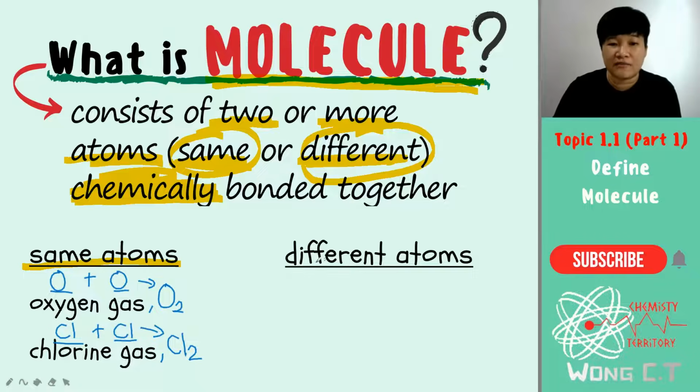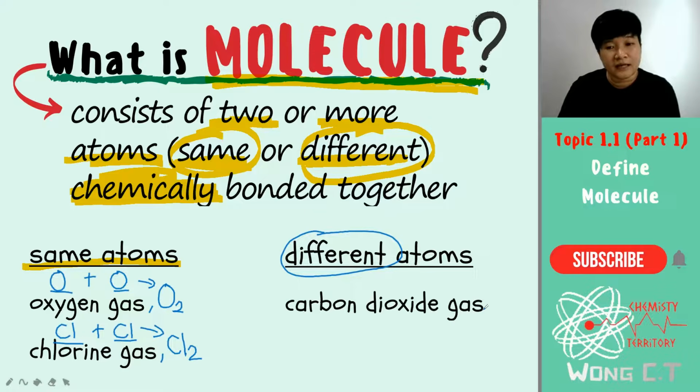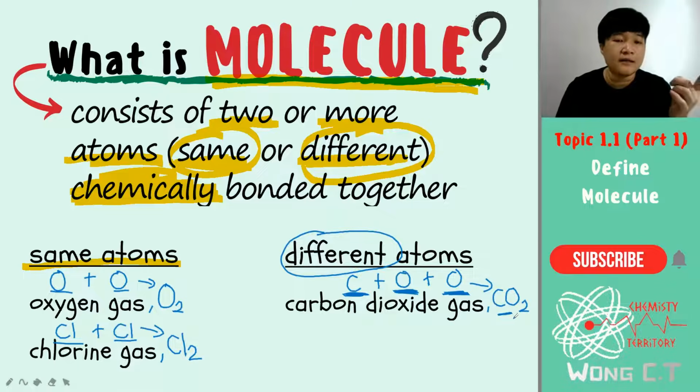What happens when you have a different atom? Example, carbon dioxide gas. You know that carbon dioxide gas is CO2. CO2 means you have 1 carbon combined with 2 oxygen atoms to produce 1 carbon dioxide gas. So you can see you have different atoms. You have carbon atom, you have oxygen atom combined to become 1 carbon dioxide gas molecule.